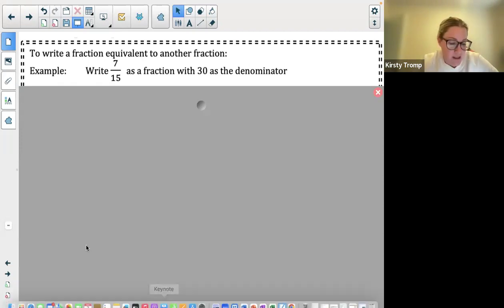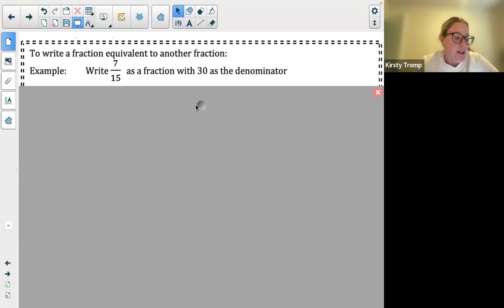So for our first little section, we're going to have a look at writing a fraction equivalent to another fraction. So we started off on this the other day as well. We did it when we were multiplying, okay? So we had a look at it then as well. But let's revise over a little bit and just freshen up our minds.